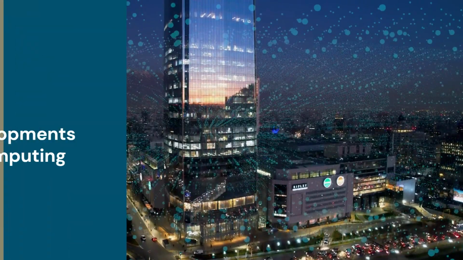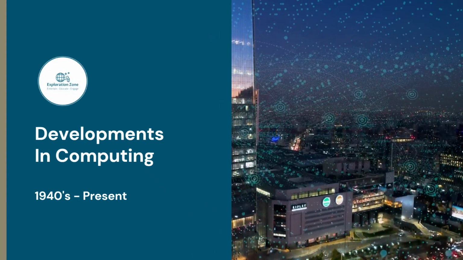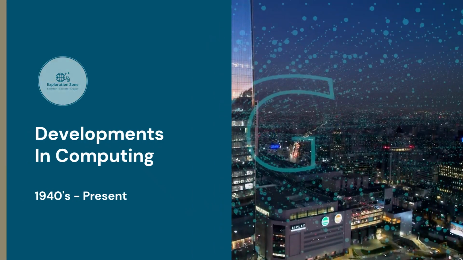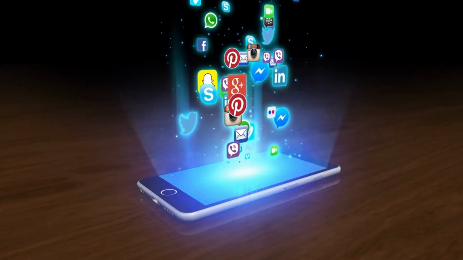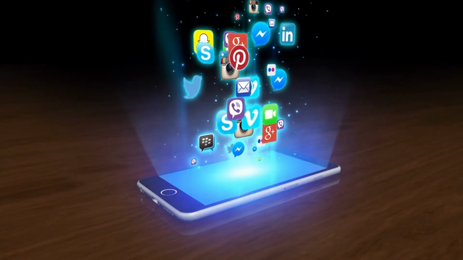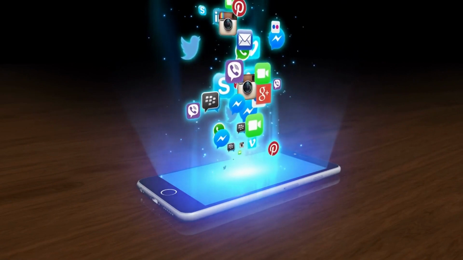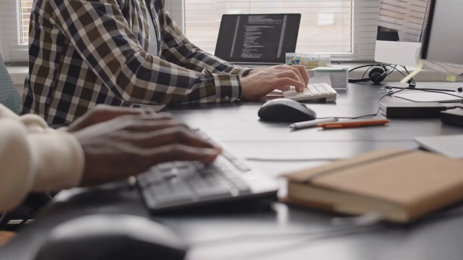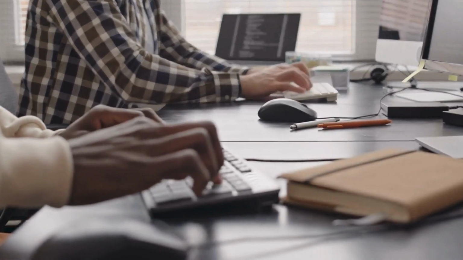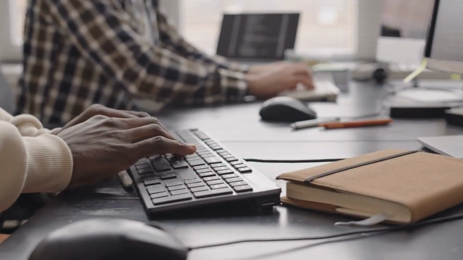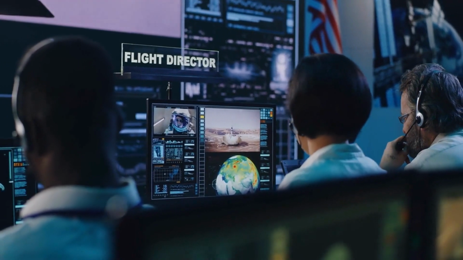In this video, we will be providing an overview of the major developments in computing, from the 1940s up to the present day. The computer revolution that has taken place over the last 70 years has profoundly changed human society. Computers now underpin almost all aspects of modern life, from communication, entertainment, transportation and more. But this was not always the case.